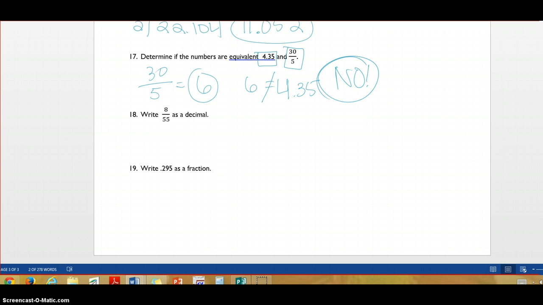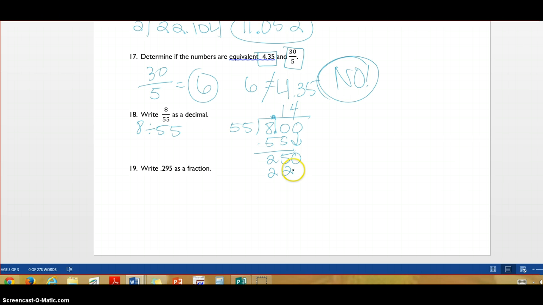Now our last two are just writing fractions as decimals and decimals as fractions. So our first one is 8 over 55. So that's just saying 8 divided by 55. So our second number in that expression goes on the outside of our division house. 55 can't go into 8, so I add a 0 and a decimal. Bring that decimal place up. 55 goes into 80 one time. Down. You end up with 25. Add a 0. Bring it down. 55 goes into 250 4 times, making that 220.